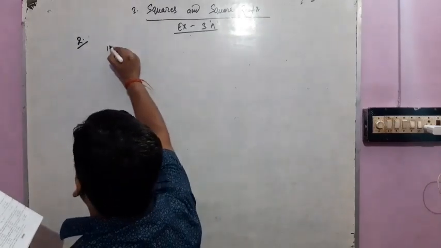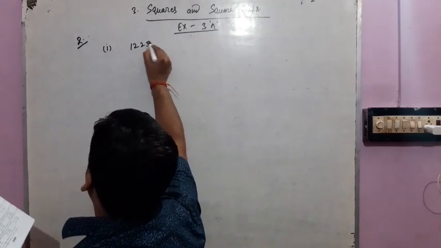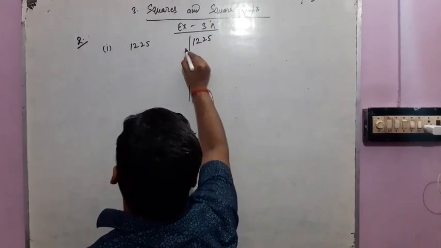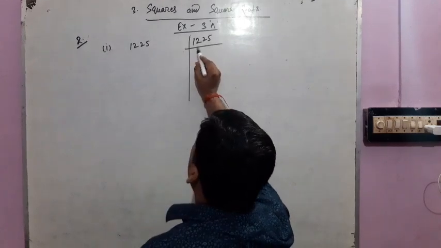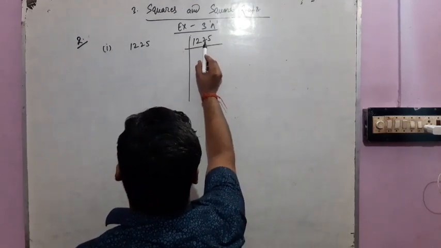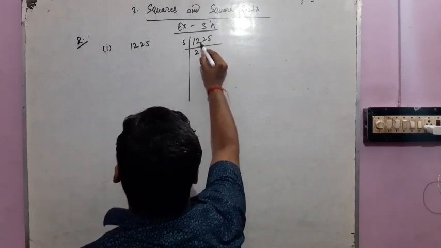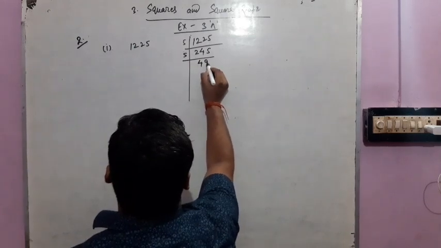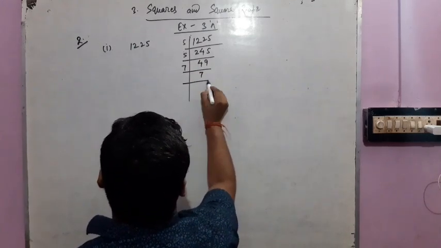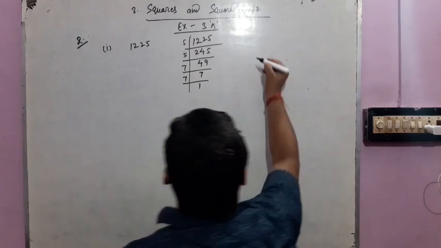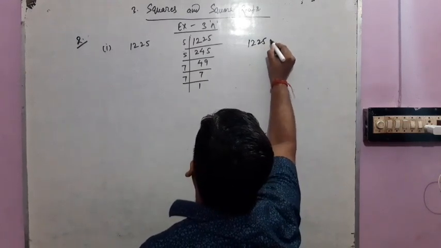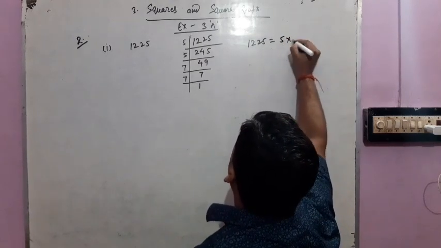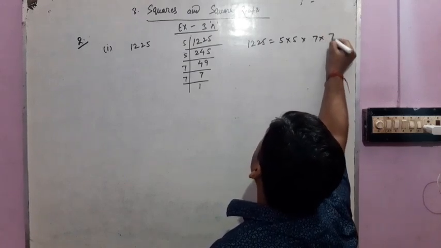Suppose the first number given here is 1225. Now what do we have to show first? First we have to show that it is a perfect square number. For that we have to prime factorize it with 5. 5 2s are 10, 5 4s are 20 and 5 5s are 25. Again with 5, 5 4s are 20 and 5 9s are 45. With 7, 7 7s are 49. Again with 7, 7 1s are 7. So we can write then 1225 in the product form, 5 into 5 into 7 into 7.